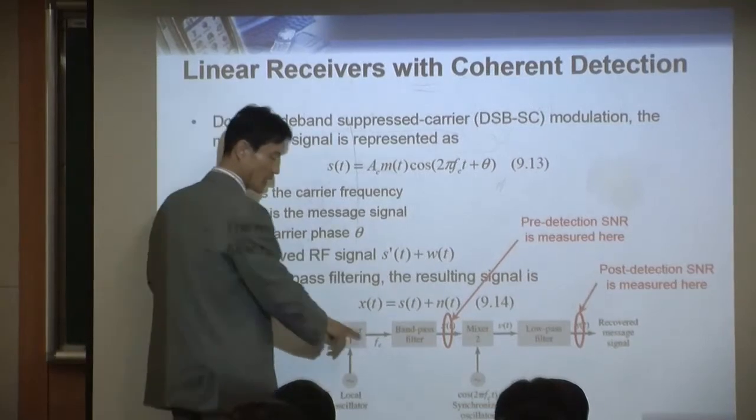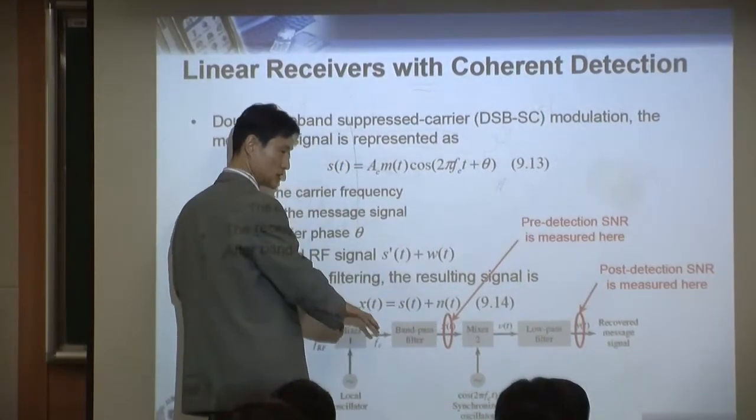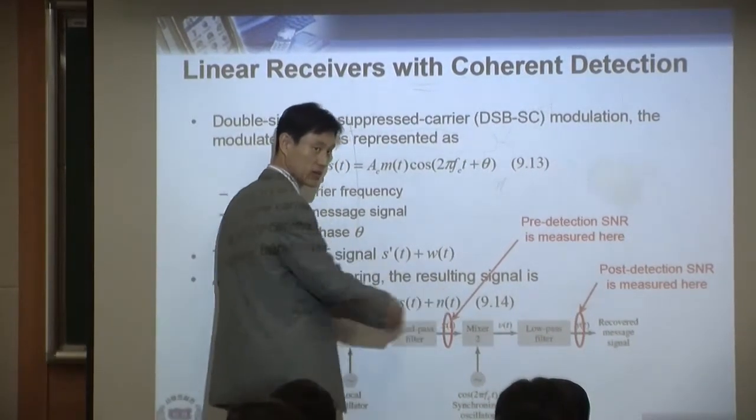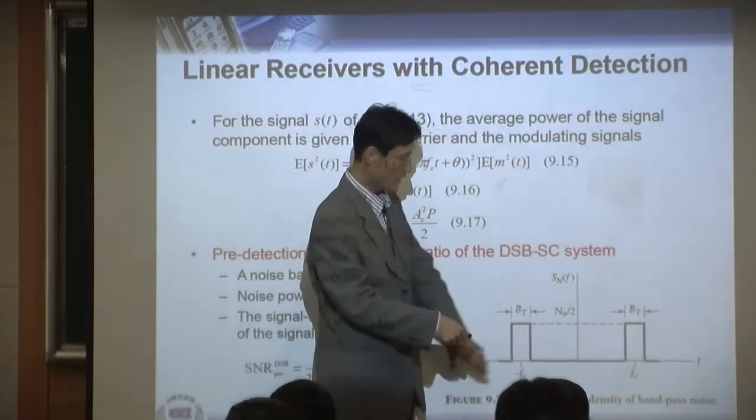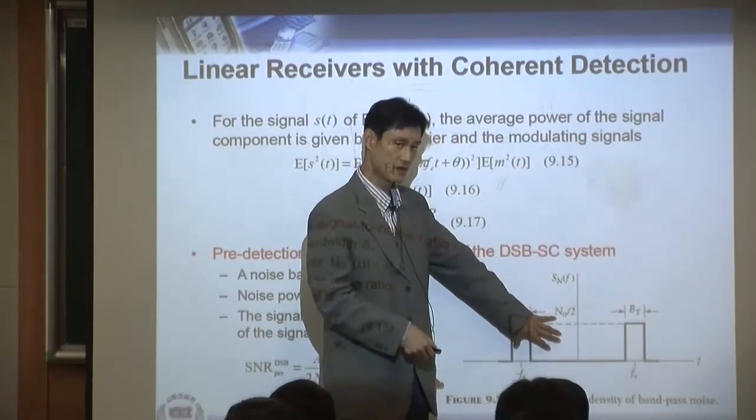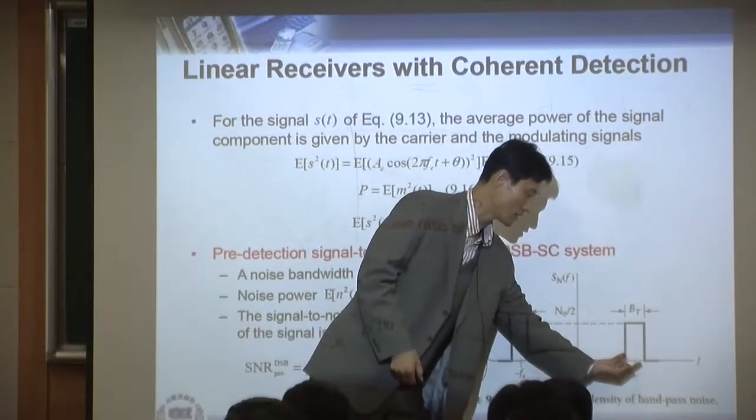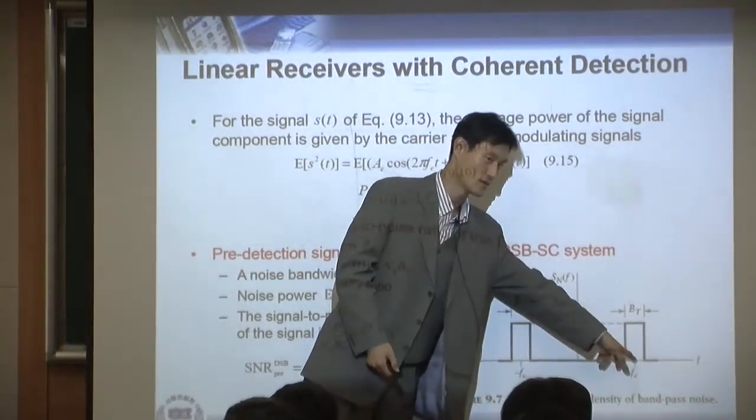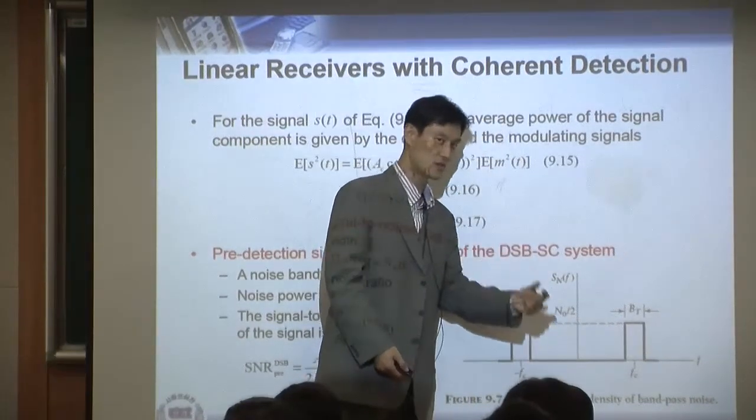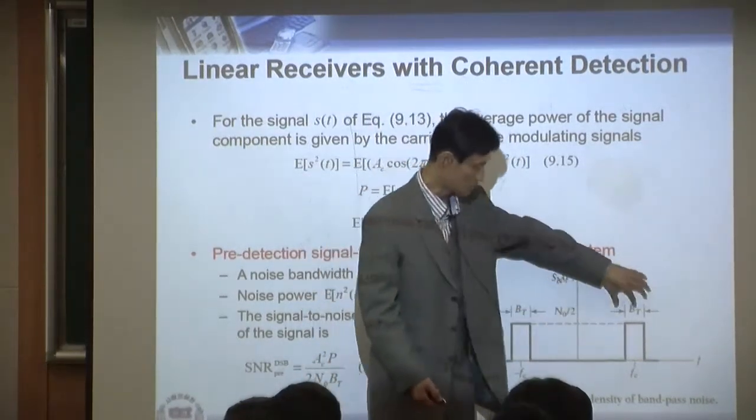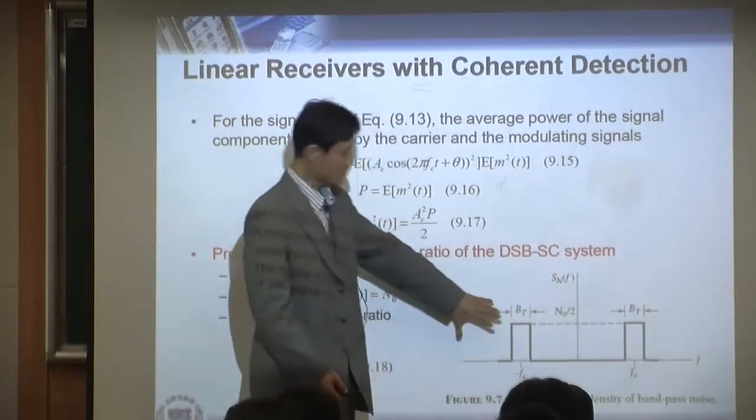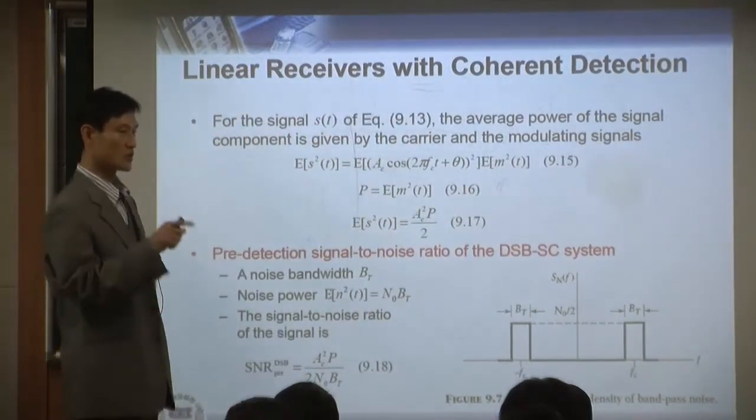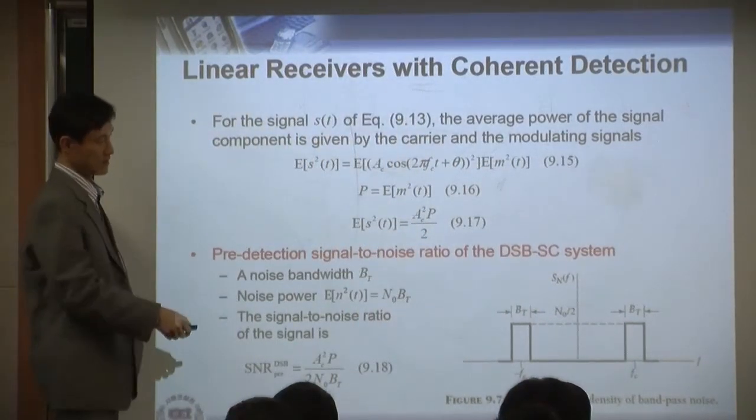So you go through the bandpass filter. Now the noise changes to n(t), right? So therefore, your n(t) has this power spectral density, and there is a bandwidth. This bandwidth is your bandpass filter bandwidth, because we go through the bandpass filter, and your bandpass filter has some bandwidth, right? So this is the power spectral density of your noise, n(t).